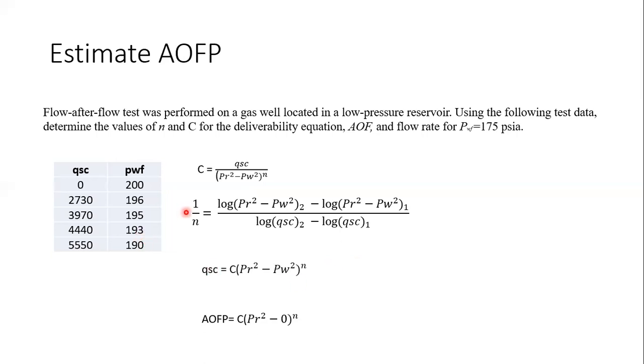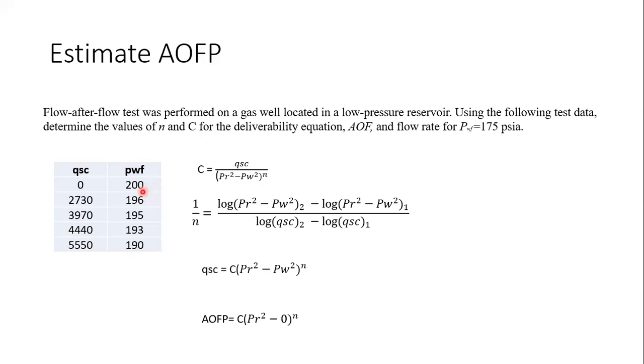And here the value of PR was not given. If you observe this data, the reservoir pressure value was not given, but there is a clue: the flow rate was observed to be 0 at PWF equivalent to 200. When PWF is 200, the flow rate was 0. This happens when PWS is equivalent to the reservoir pressure. That means this value is directly equivalent to reservoir pressure.